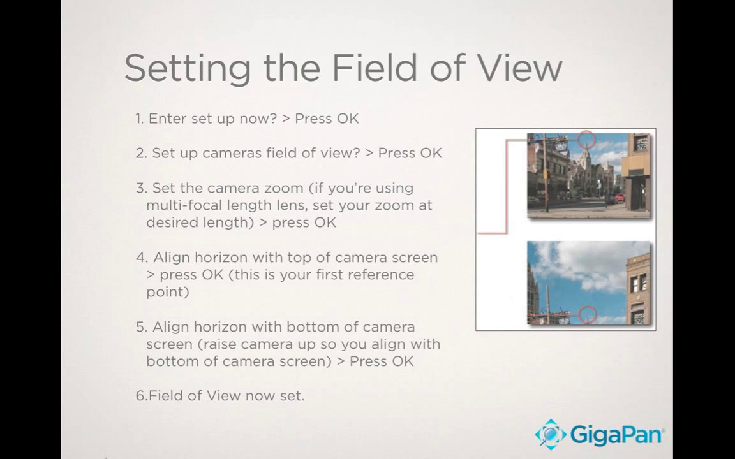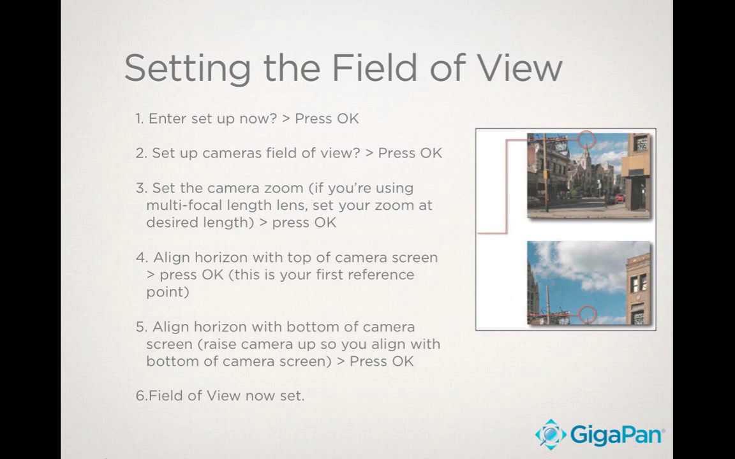To set your field of view, the very first time you power up your Epic robotic mount out of the box, it's going to tell you that before taking a panorama, you have to set up your Gigapan's camera, and then you enter the setup now. It wants to know if you want to set your camera's field of view. You just press OK. You set the camera's zoom. If you're using a multifocal length lens, set your zoom to whatever your desired length is. So if you're using a 70 to 200 and you want to shoot it at 135, you set your focal length to 135 and then you press OK. The next step is to align the horizon with the top of the camera screen.